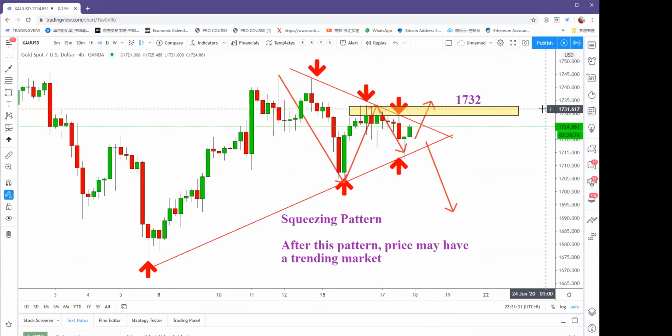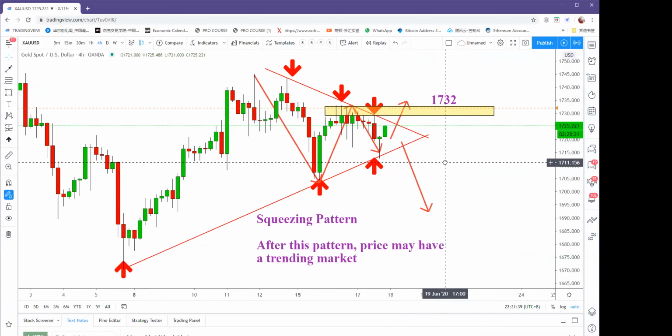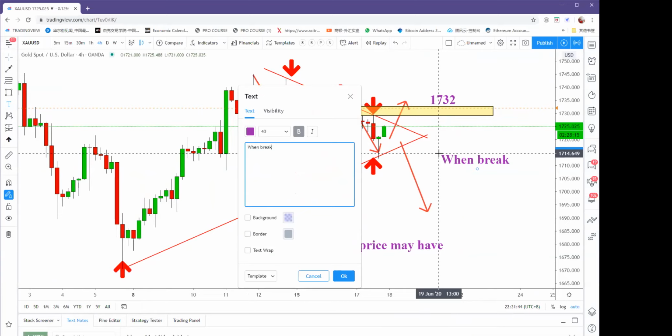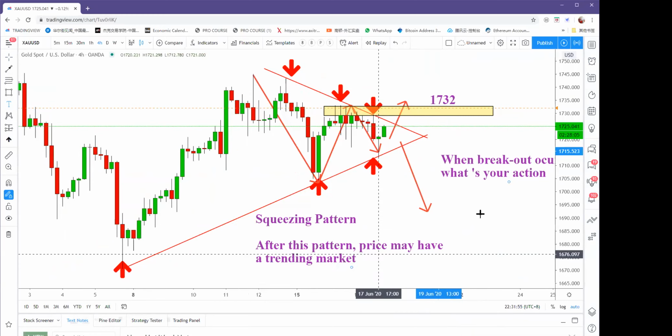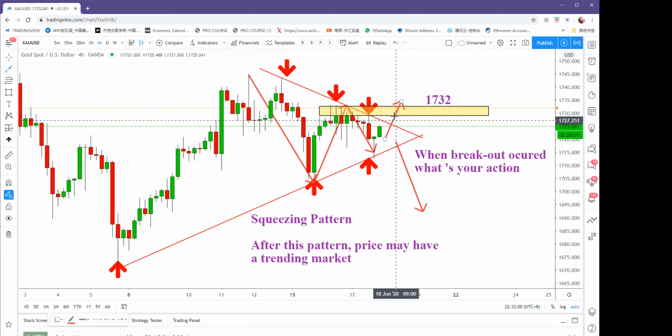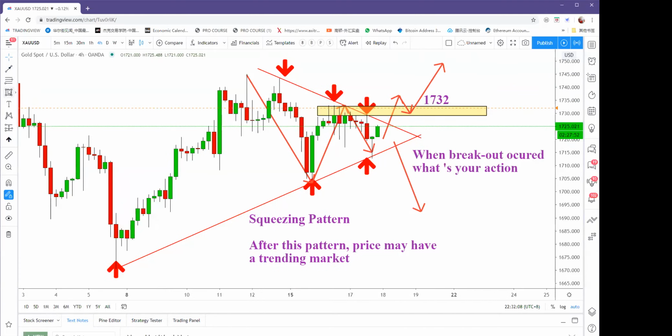Okay, and when this alert is triggered, you quickly go to your charts or your MT4 and try to find what kind of pattern. So my question is, okay, when the breakout occurred, what's your action? Buy directly, or you can wait for the price to break out, pull back, and then you go. Is it better?